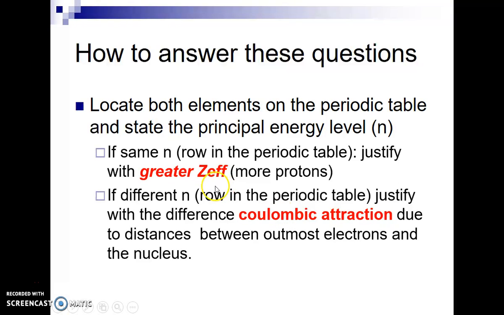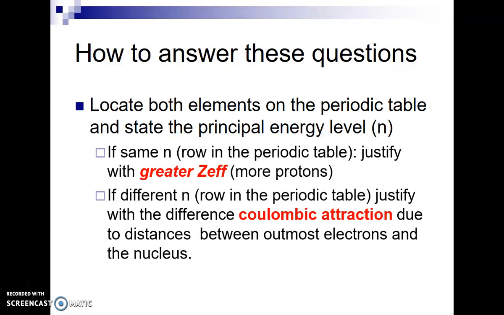Again, just to summarize, when you're talking about elements in the same row, you're going to be talking about greater effective nuclear charge because of there being more protons. And if you're talking about elements in the same group, it has to do with the distance. For atoms that are bigger, the electrons experience less coulombic attraction because they're further away from the protons, so there's less attraction between them.